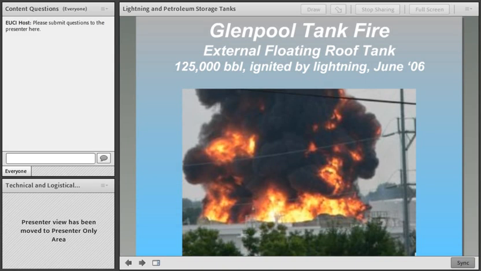This was called the Glenpool tank fire, and it occurred in June of 2006. And this was an external floating roof tank containing 125,000 barrels of petroleum.